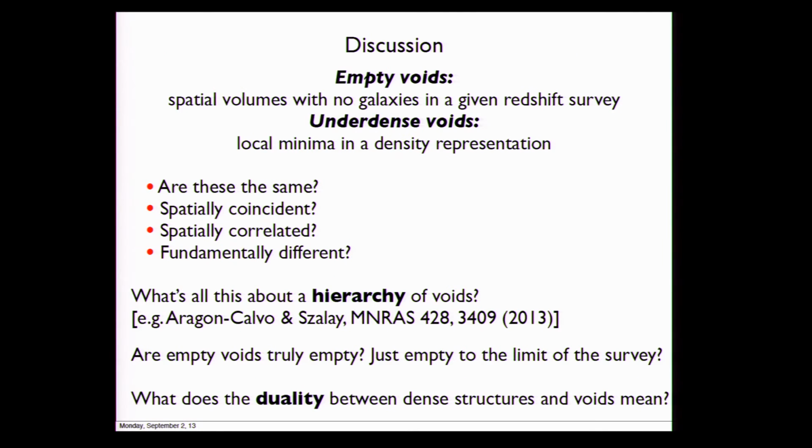And here are my discussion questions. I know I'm near the end, but I just want to make the point that a lot of other void finding techniques find local minima in the density. This technique finds truly empty voids, or at least to the limit of the survey. And I didn't show it, but there's very little correlation between what we find in this study and the so-called catalogs of low-density voids. So are we finding something totally different that's unrelated to what people have called voids, or are they really similar?